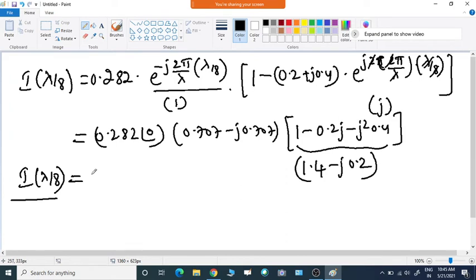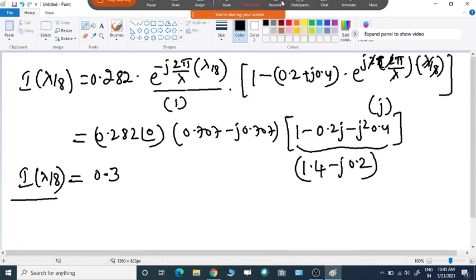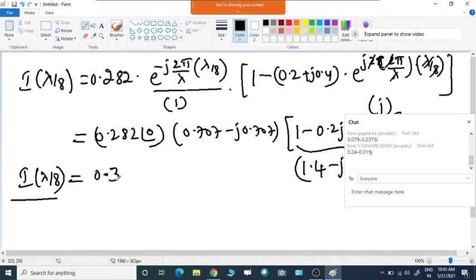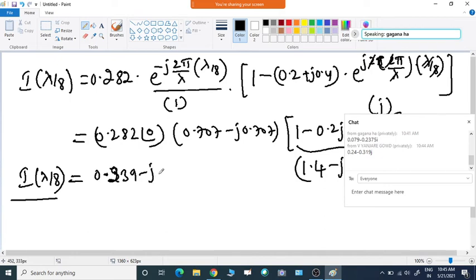What is the value I of lambda by 8? 0.23 minus 0.31j. Anyone can tell? 0.239 okay, minus j 0.318. Okay, so this is the I of lambda by 8.